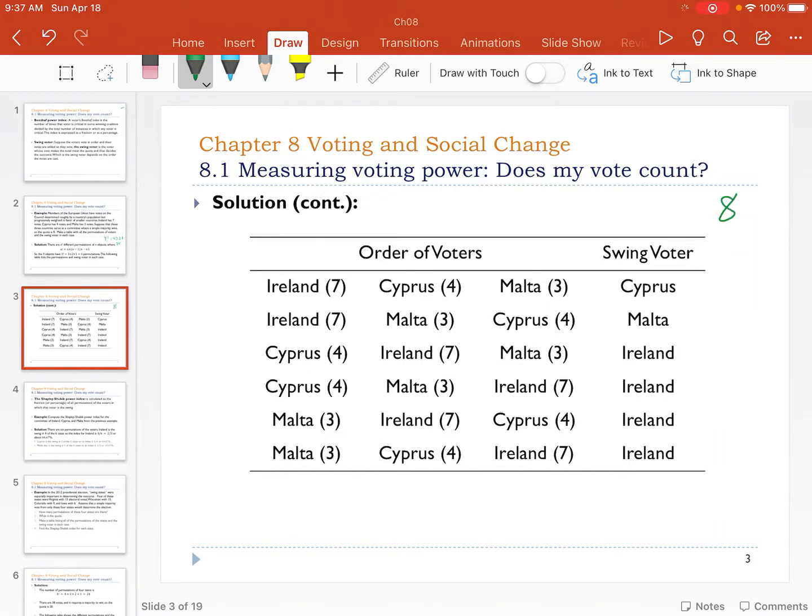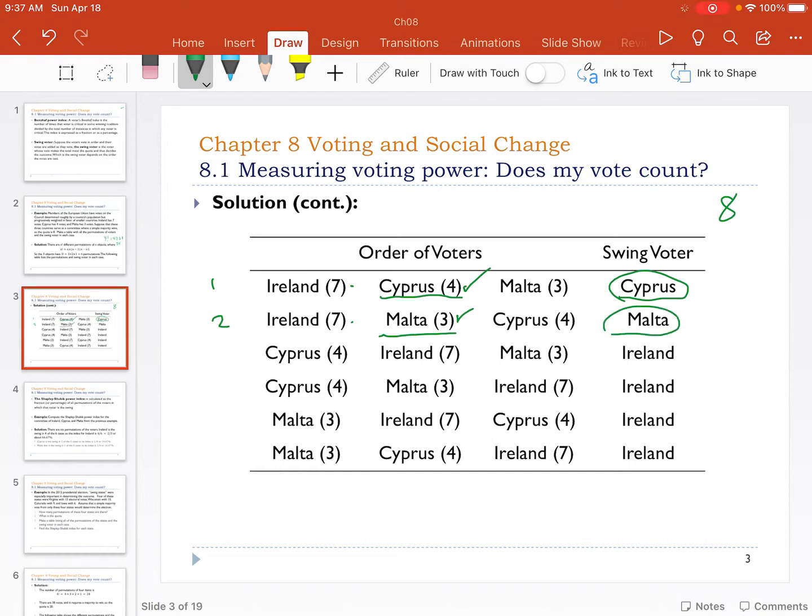But anyway, if you start with Ireland and you're looking for a quota of 8, that's what we have to find. 7 is not enough, but 7 plus 4 is 11, and that is enough. Cyprus is the one that swings the vote. We don't have to worry about Malta in this first case. So let's go to the second case. Ireland once again has 7.